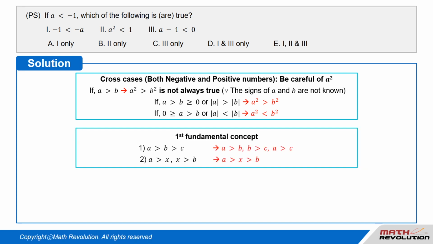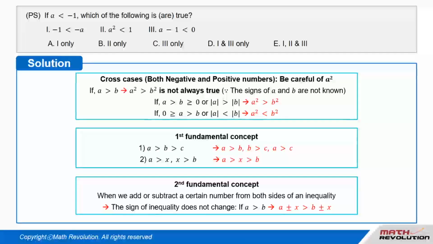The first fundamental concept in inequality. If a is greater than b, which is greater than c, then a is greater than b is greater than c, and a is greater than c. Also, if a is greater than x and x is greater than b, then a is greater than x, which is greater than b.